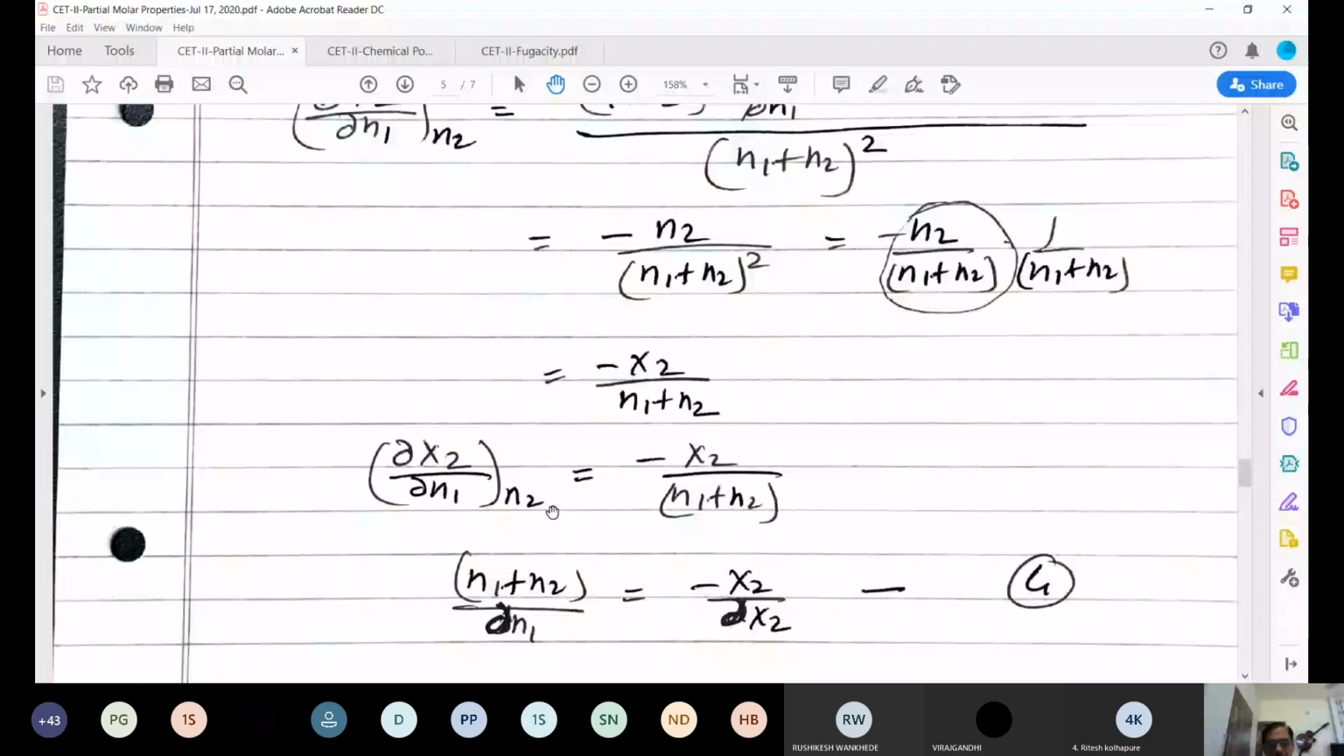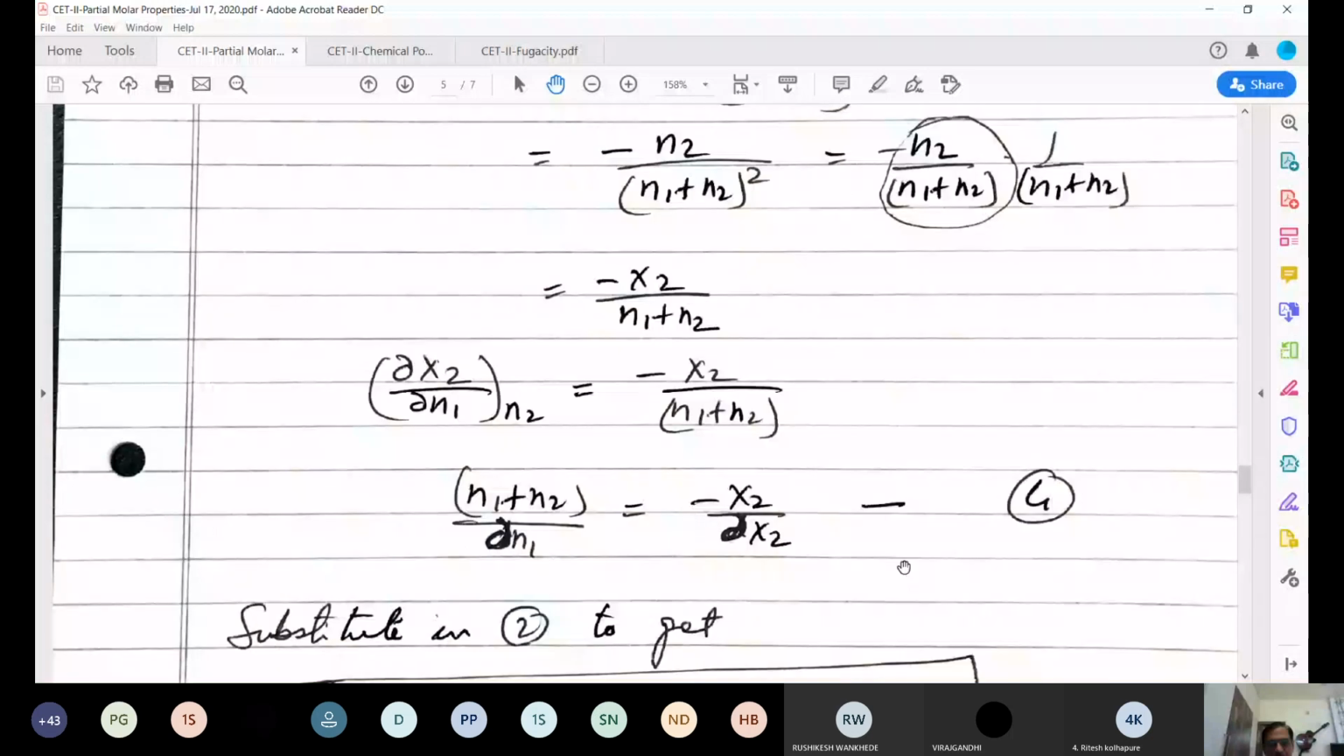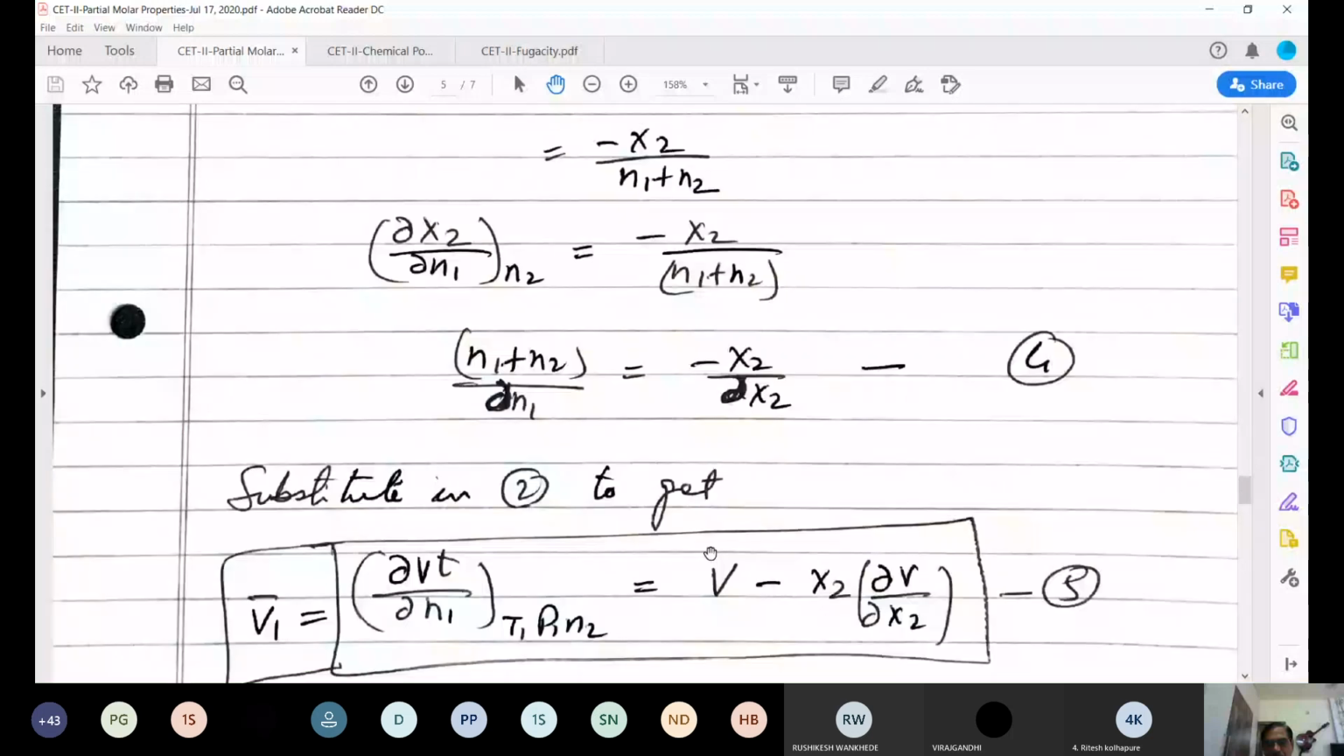So substituting in equation 2, we had dou Vt by dou N1 at constant temperature, pressure, and N2, and V was there, plus N1 plus N2 into dou V by dou N1. So we replace this term by this term, and we get minus X2 into dou V by dou X2.